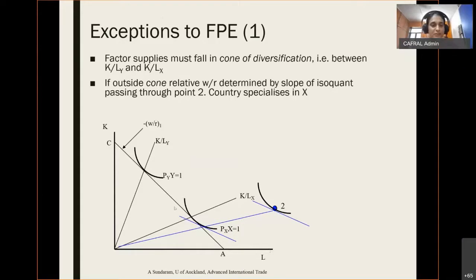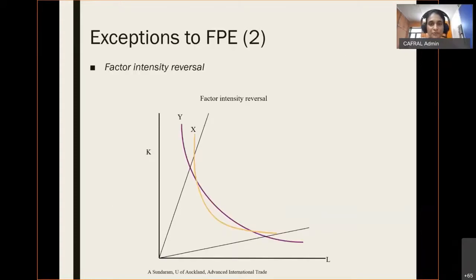There's no way I can draw a parallelogram so that I can produce both of these commodities using those optimal capital labor ratios. It's not possible. I can't draw a parallelogram if the endowment is outside the cone. So then you're going to get specialization, and FPE will not hold. It will fail, because complete specialization occurs.